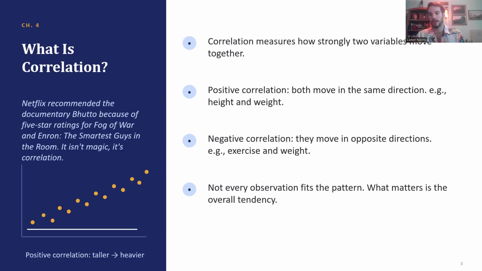Two variables are positively correlated when they move in the same direction. Taller people tend to weigh more. They're negatively correlated when they move in the opposite direction. People who exercise more tend to weigh less. Correlation doesn't require every single observation to fit the pattern, and oftentimes when you look at data, you can point out something that doesn't fit that pattern. Some short people out there outweigh tall people. But what matters is the overall tendency across a large group.